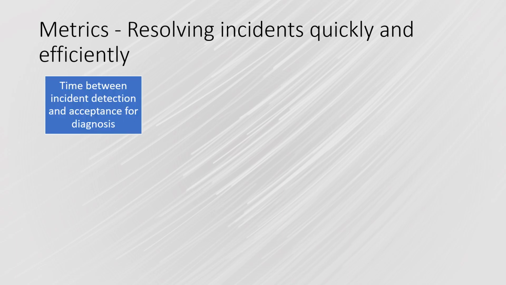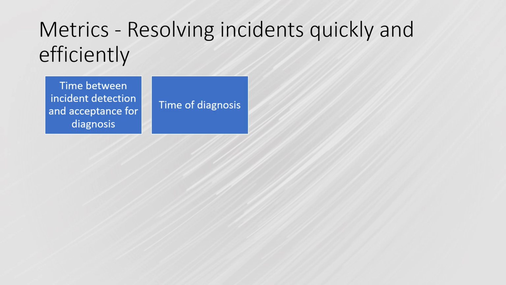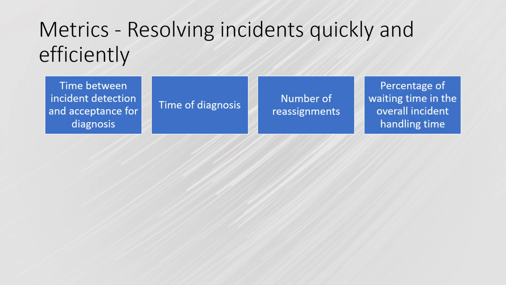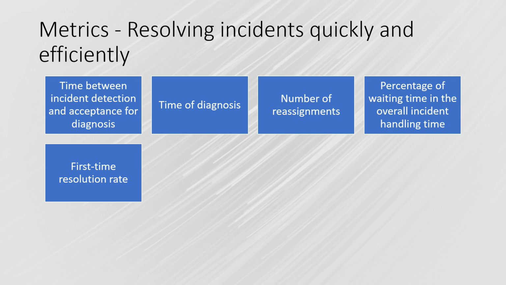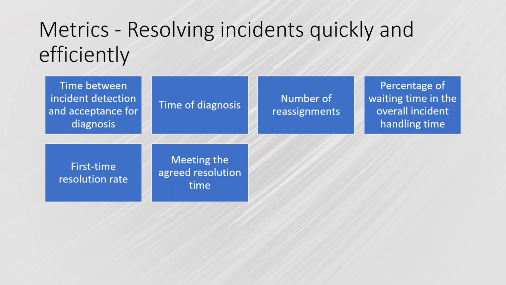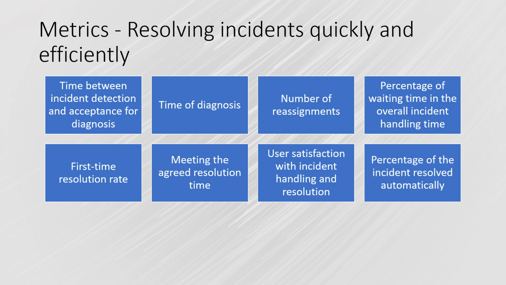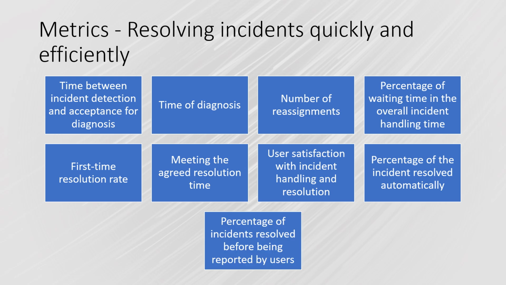Time between incident detection and acceptance for diagnosis. Time of diagnosis. Number of reassignments. Percentage of waiting time in the overall incident handling time. First time resolution rate. Meeting the agreed resolution time. User satisfaction with incident handling and resolution. Percentage of the incidents resolved automatically. Percentage of incidents resolved before being reported by users.